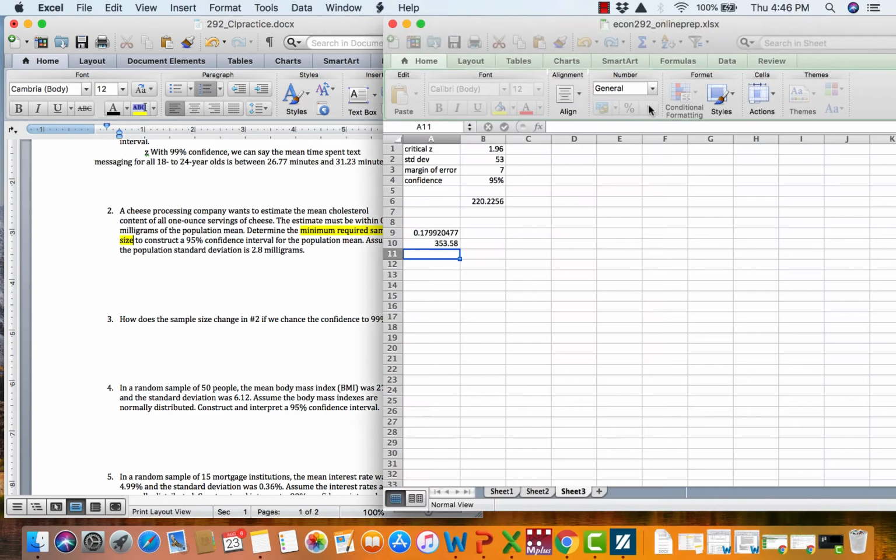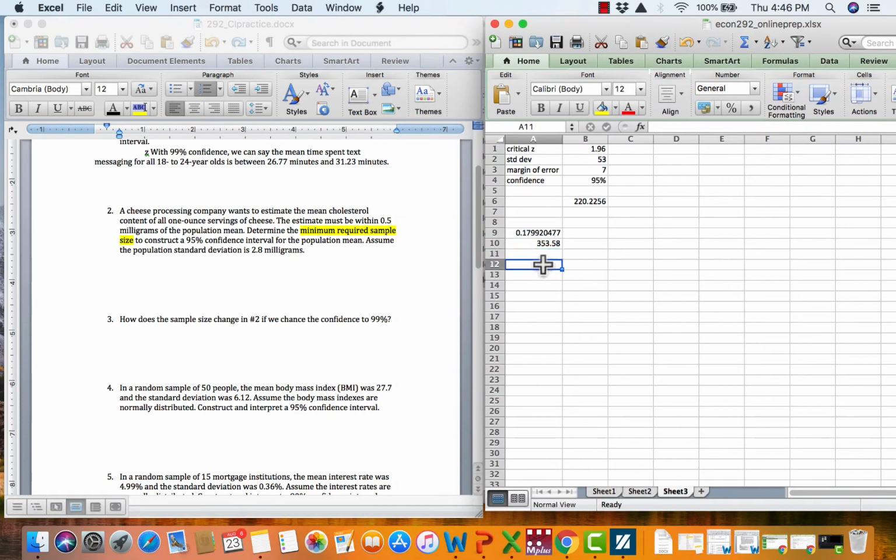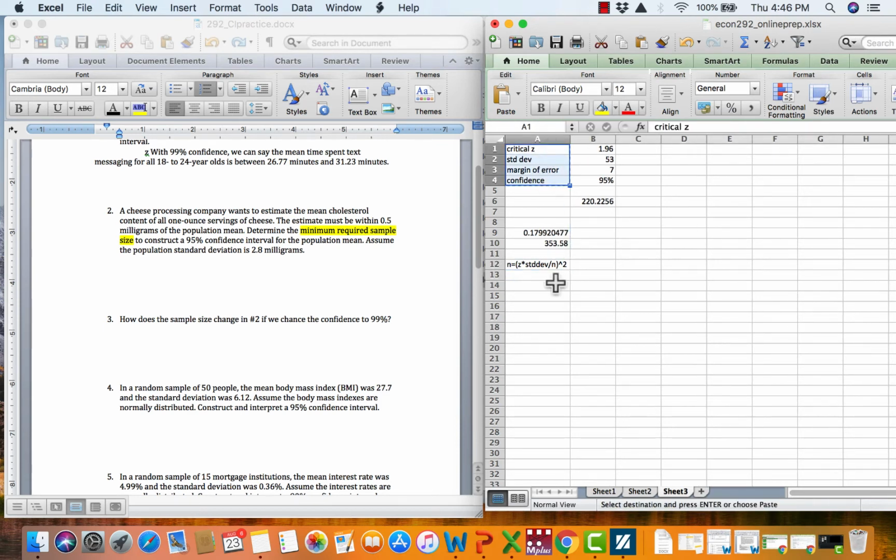All right, so this is where we are going to have our formula, which I'll type here for you: n equals our critical value times our standard deviation divided by our margin of error, all squared. All right, so that is the formula that I'll be working with. What do we have here? We have a standard deviation of 2.8, a margin of error of 0.5. Remember, it's the number that follows the word within. And we want 95% confidence.